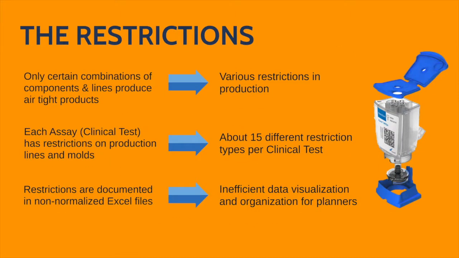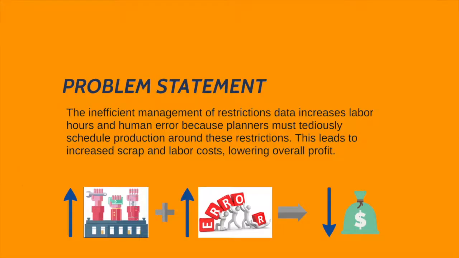This product must be airtight to successfully run the clinical test. However, only certain combinations of components and assembly lines produce airtight cartridges. This leads to various restrictions in production. Each clinical test has about 15 different restriction types that planners must validate. These restrictions are documented in non-normalized Excel files, which results in inefficient organization and visualization of data.